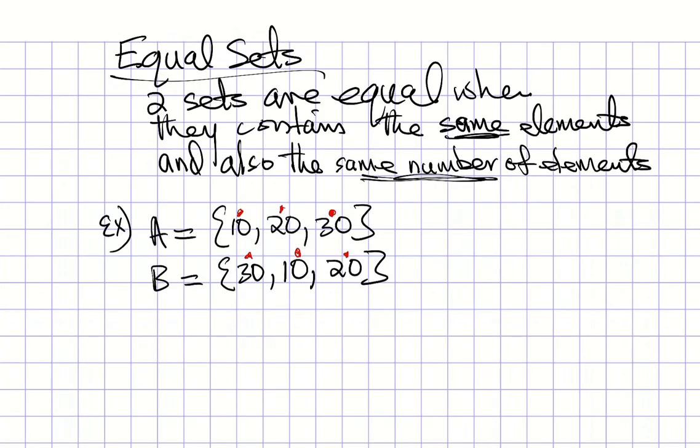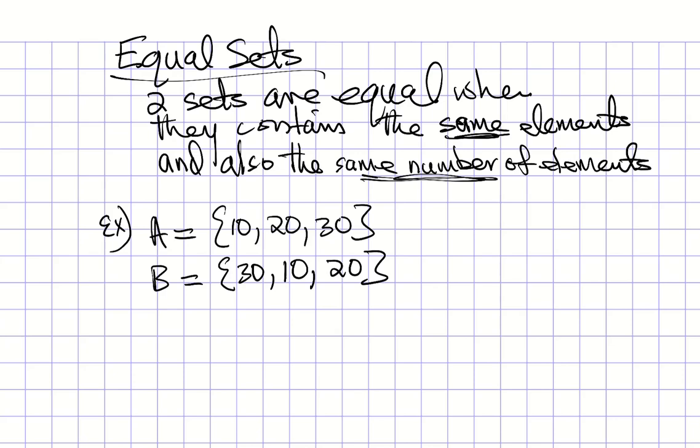Basically, here is another type of set called equal sets, right? Two sets are equal when they contain the same elements and also contain the same number of elements. So there are two conditions. They are the same elements and the same number of elements.